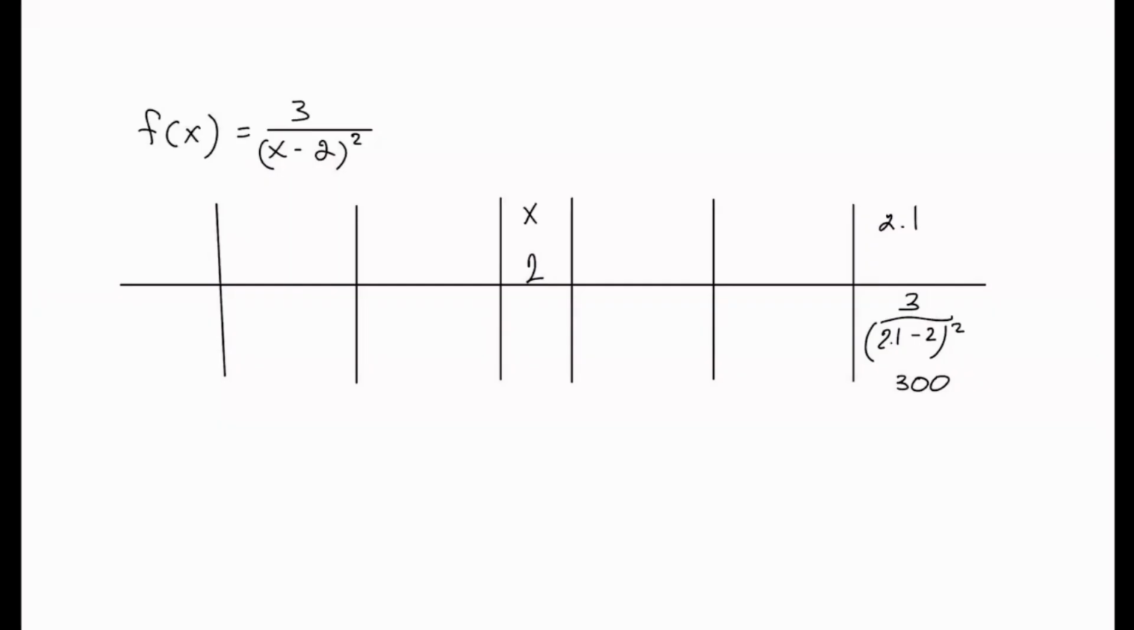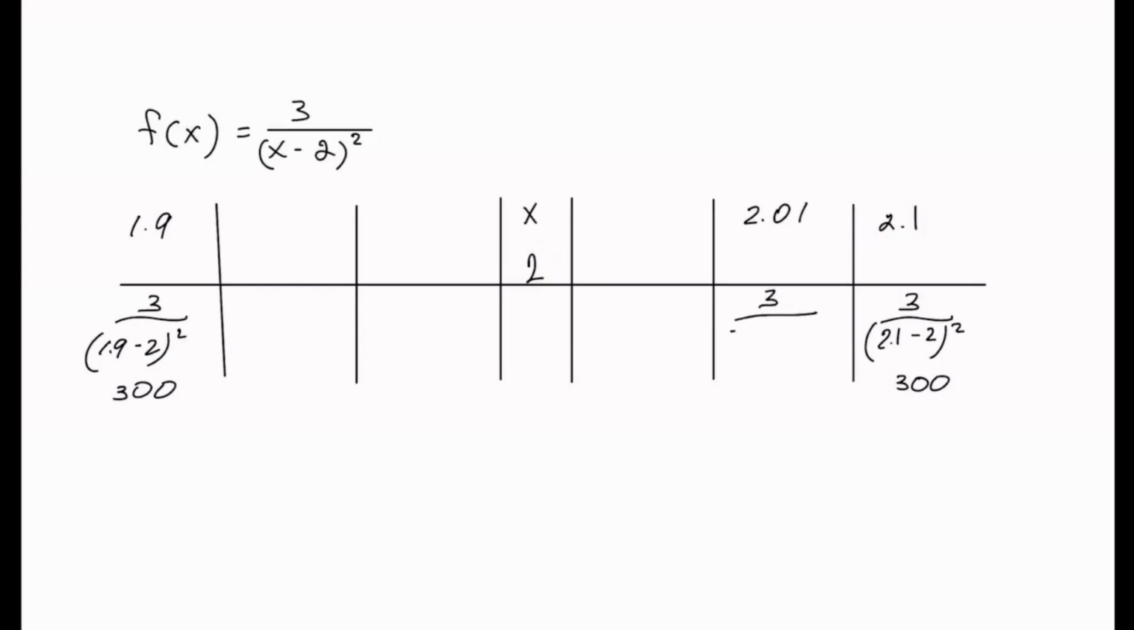What if we start approaching from the left side? We'll take a value of 1.9 and we have 3 over (1.9 - 2) squared. That's going to be also 300. So it seems that we are approaching some value, 300 in this case. Let's check. Let's grab another value that is closer to 2, but is a bit away from 2.1. Let's say 2.01 would be a good value to check.